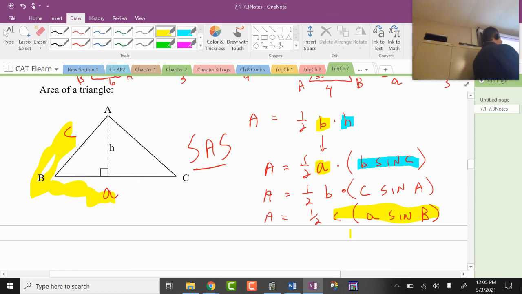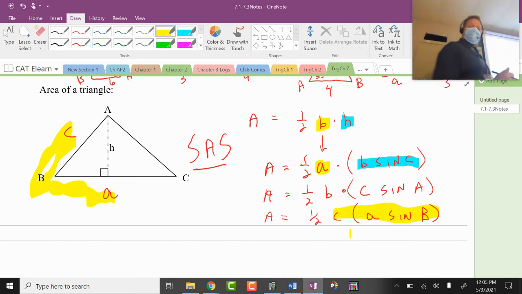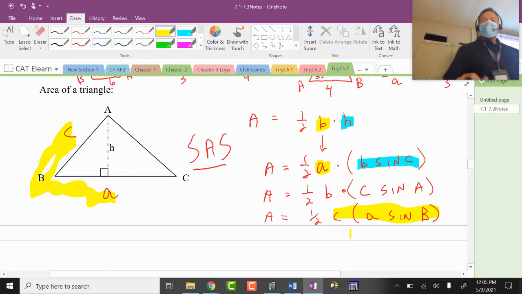Once that's given, in that case you can just stick the numbers in and find the area. The video proves why this is the case. Look at bc sine A: side b, and side c, and A is the in-between angle, the one in between them.